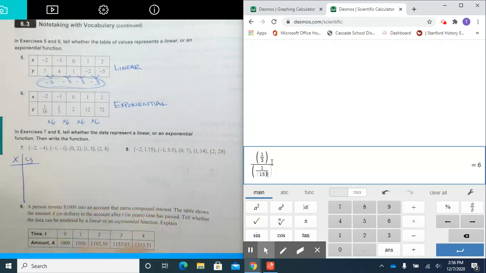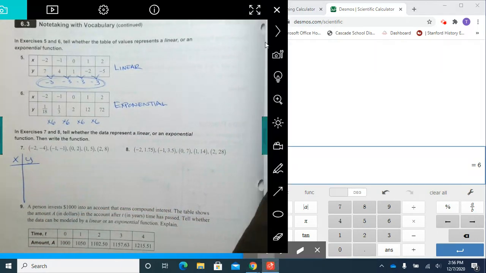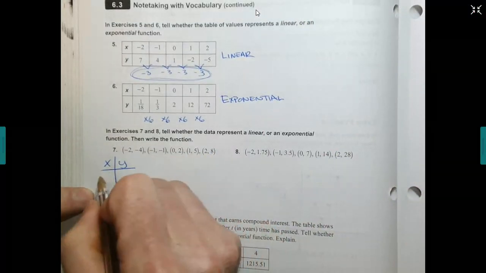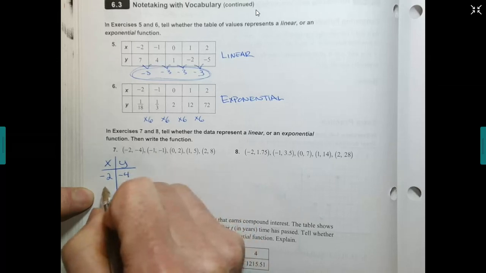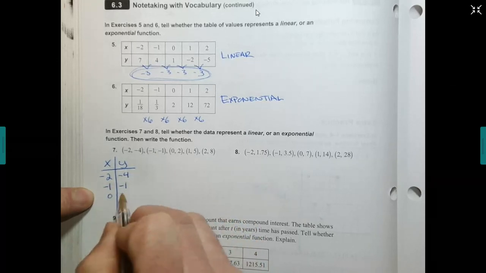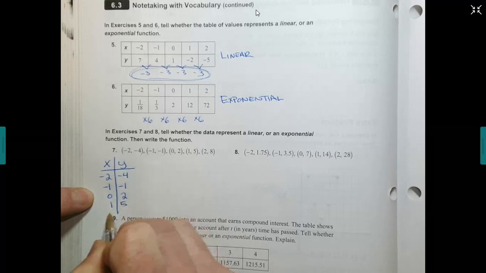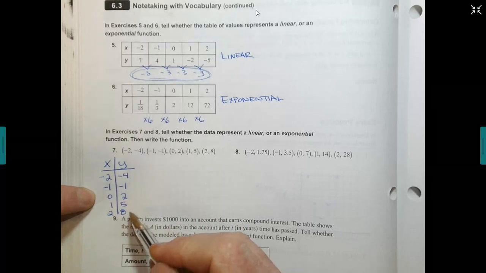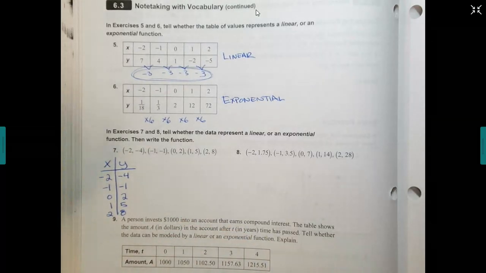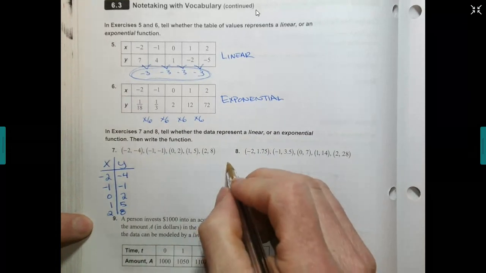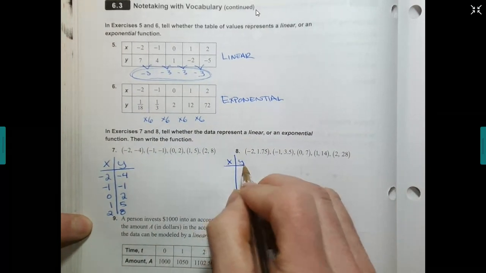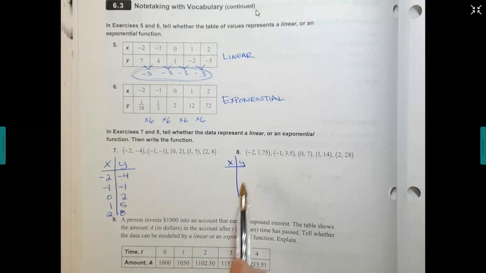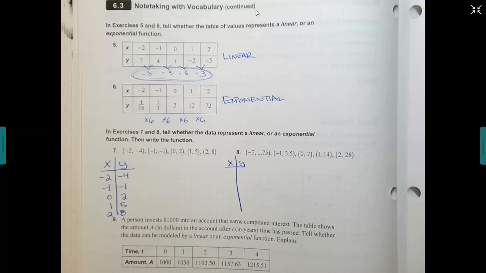Now what I would encourage you to do is chart these, or put these in a table. So let's start off -2, -4. I like the vertical tables because they help and they just make more sense in my head. So do that and then find the rate of change and see if you have a linear or an exponential rate of change. Number 8, I would do the same thing. Go ahead and make a table and then calculate your change. And if you need to, please use the scientific calculator to find out your rate of change.